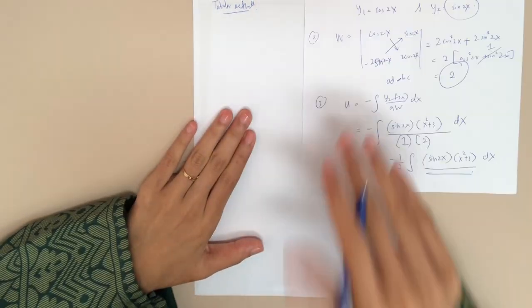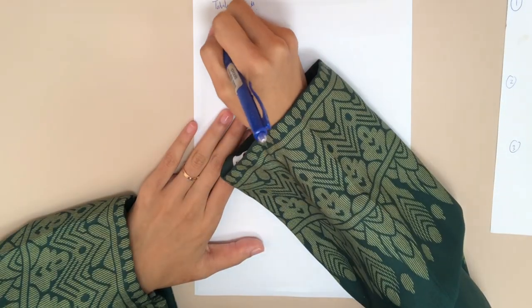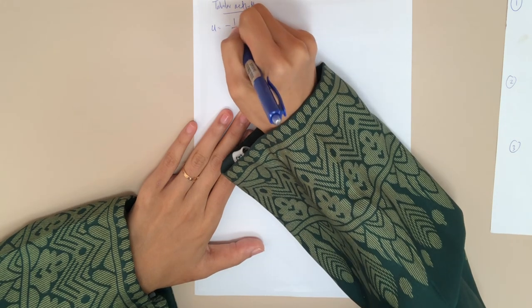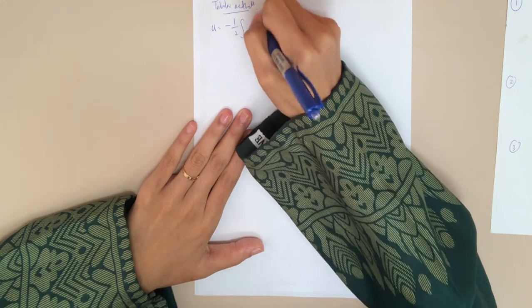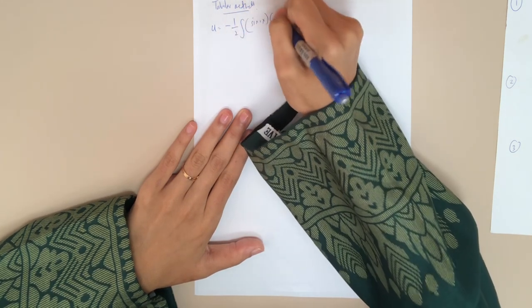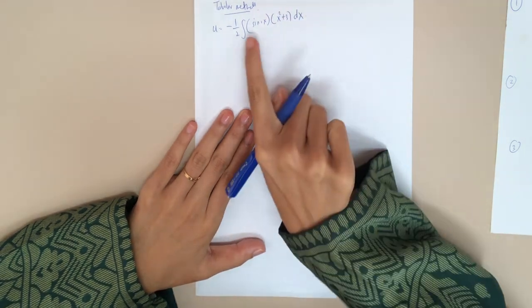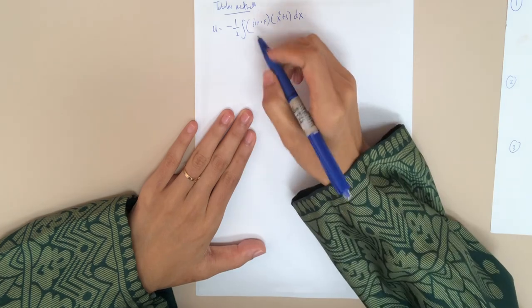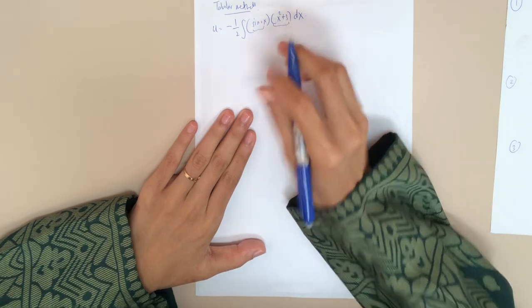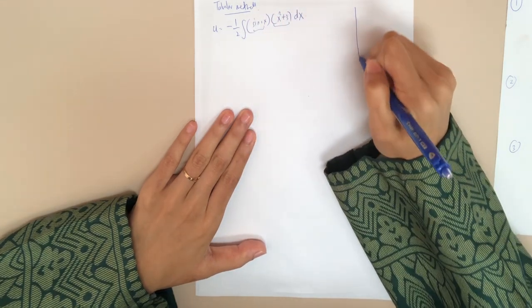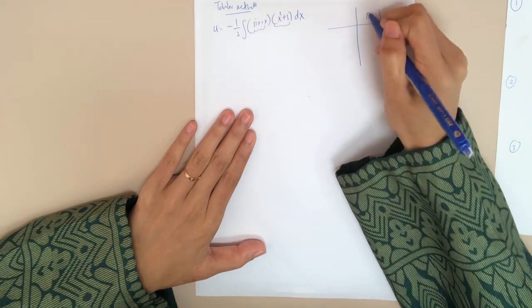So, I just write it back here. This is your equation just now. We have the integral of sine 2x times (x squared plus 3) dx. So how to solve this one? You can see that you have two terms of x here. So we will solve it by using the tabular method.